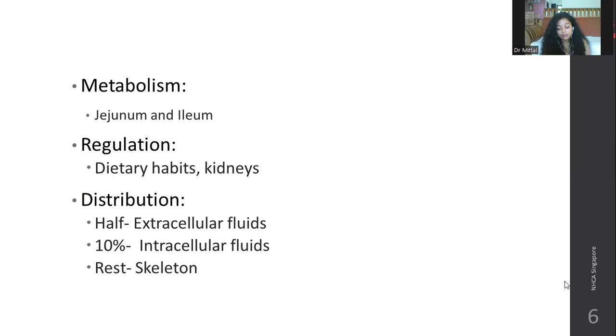Yeah, in metabolism, directly because of diffusion and active transport in the jejunum and ileum part of your small intestine, sodium is directly absorbed into the small intestine. And from there, it will go into the blood circulation. And also the presence of glucose, along with certain proteins, can enhance the absorption of sodium.